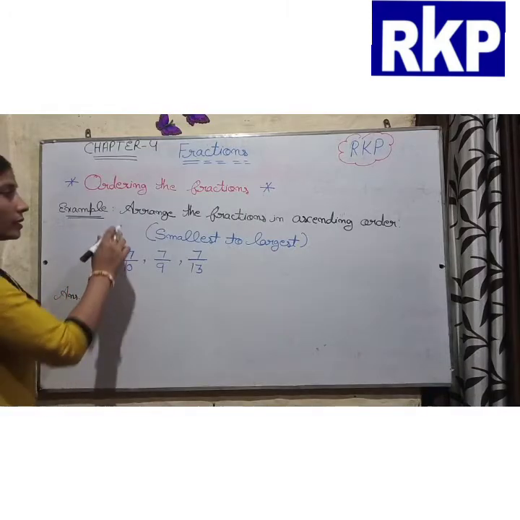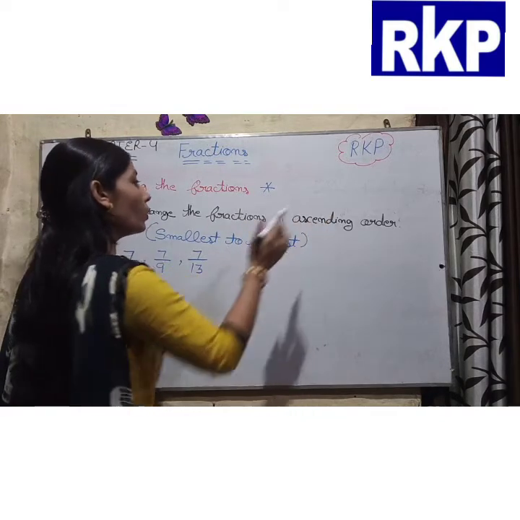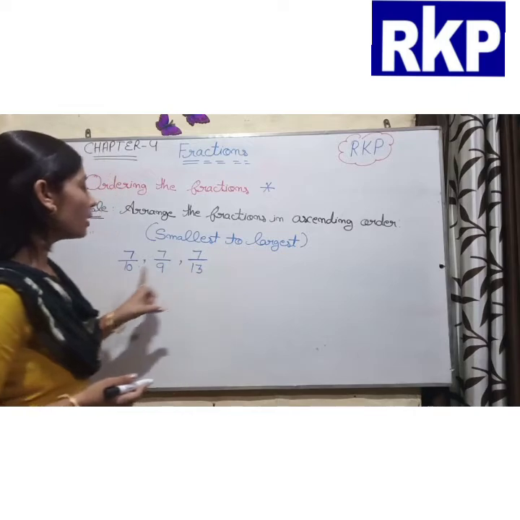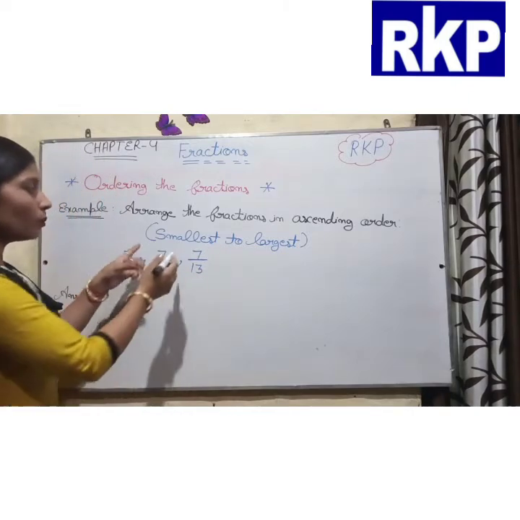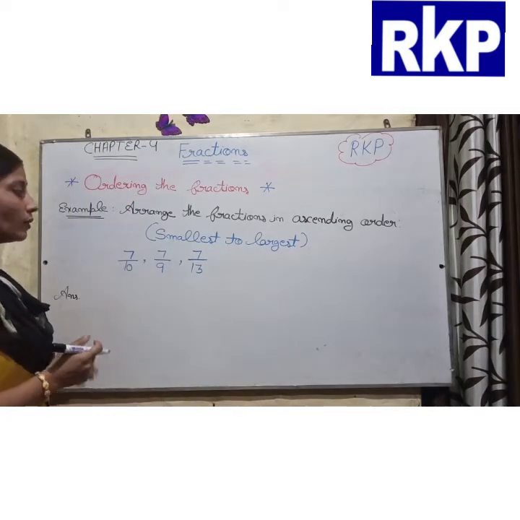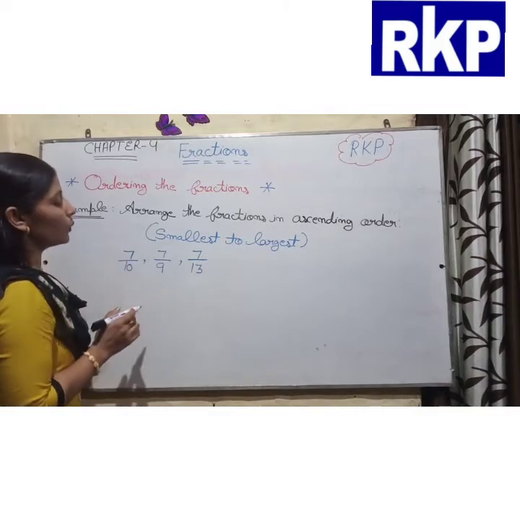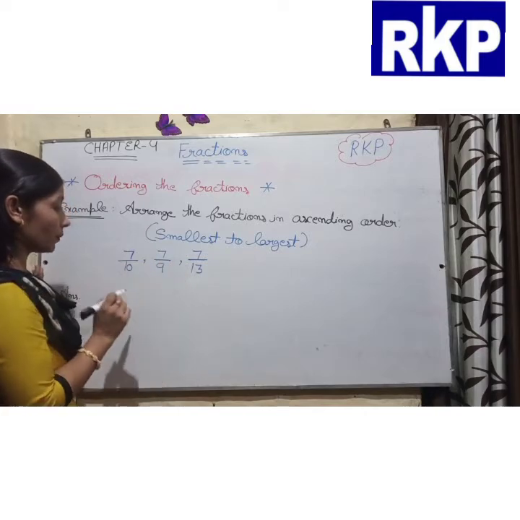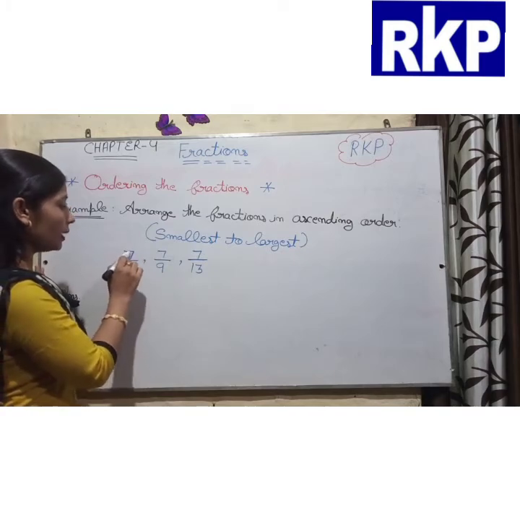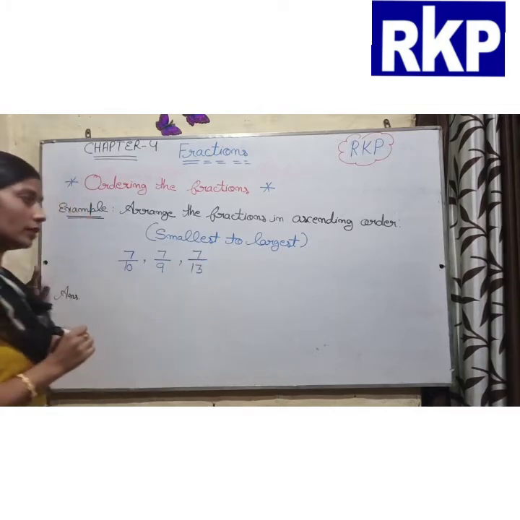Let us take one more example. In this example, we have to arrange the fractions in ascending order. And we know ascending order means we have to arrange these fractions from smallest to largest. So first of all, we have to write the smallest fraction. If we observe very carefully, we can see that here the numerators are same. Here the numerator is 7, here also 7, and here also 7.